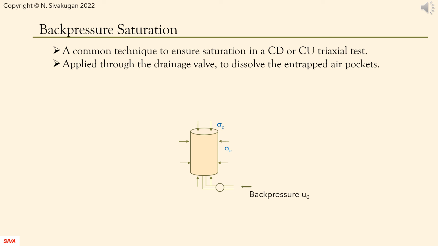Back pressure saturation is a common technique we use to ensure the soil specimen is fully saturated. We apply the back pressure U0 through the drainage valve during the isotropic consolidation under the cell pressure sigma c. The pressurized water in the cell dissolves the entrapped air pockets.